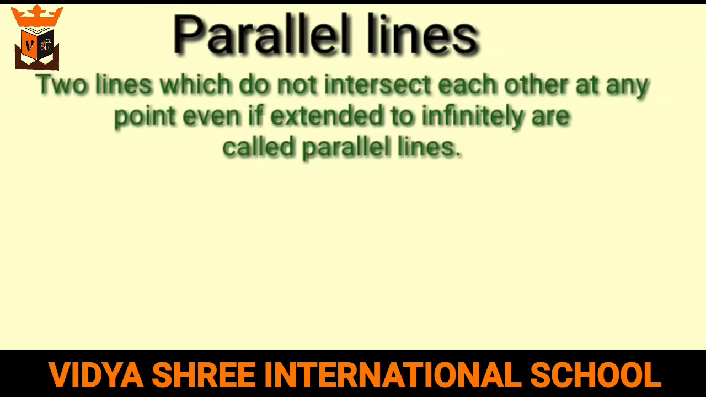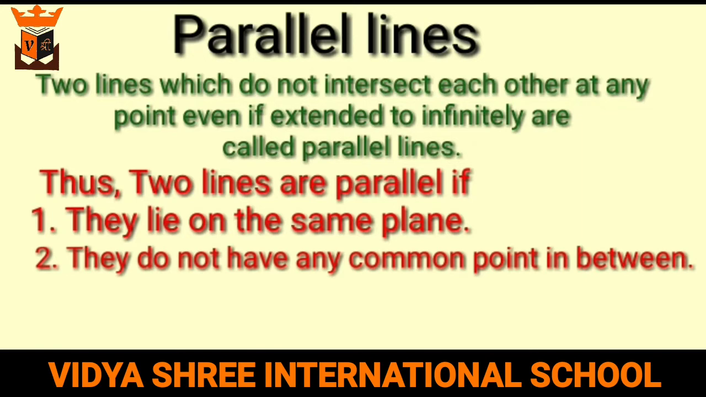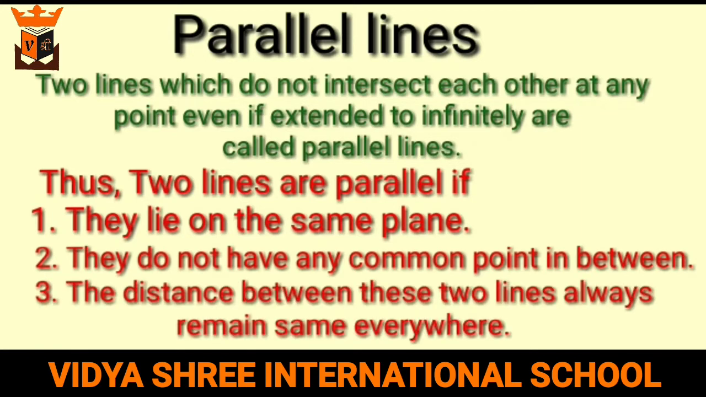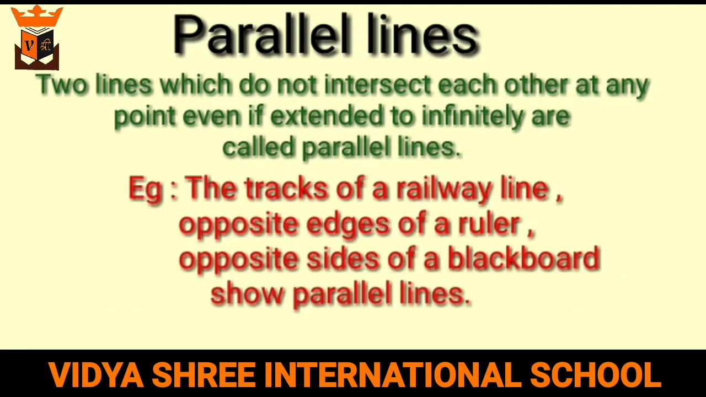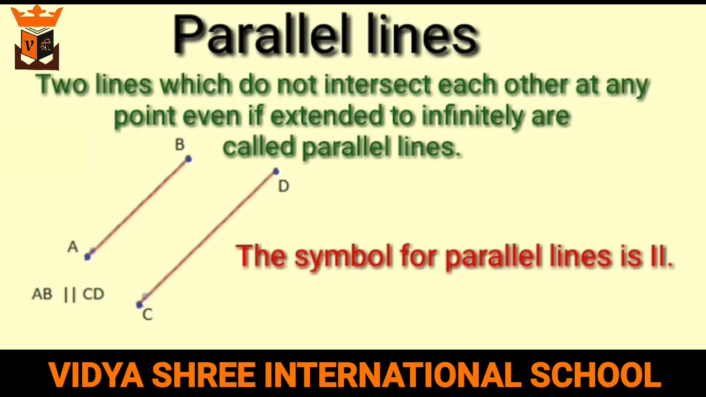Parallel lines. Two lines which do not intersect each other at any point even if extended infinitely are called parallel lines. Thus, two lines are parallel if they lie on the same plane and do not have any common point. The distance between these two lines always remains the same everywhere. For example, the track of a railway line or the opposite edges of a ruler. Opposite sides of a blackboard show parallel lines, and the symbol for parallel lines is two parallel lines.